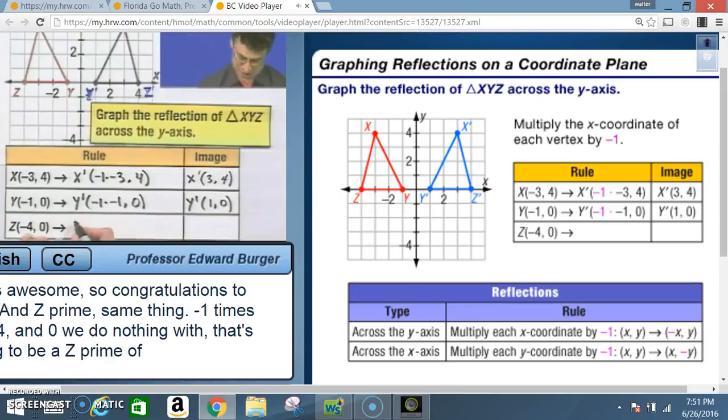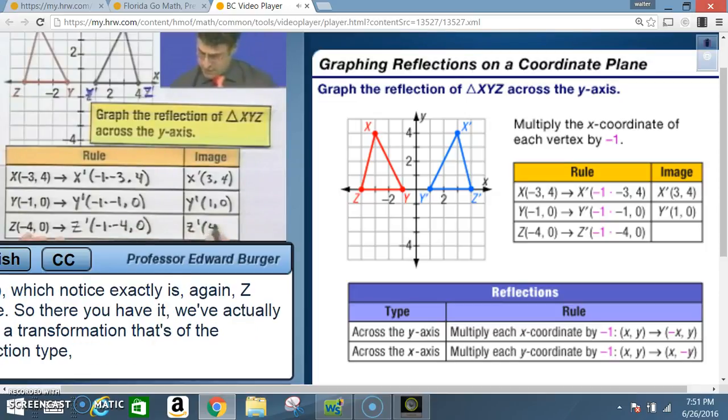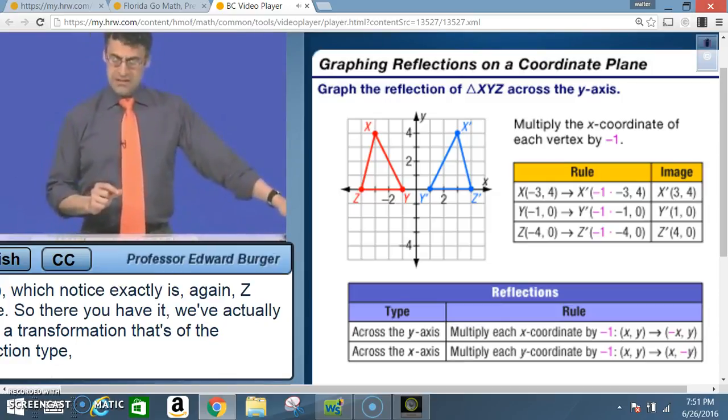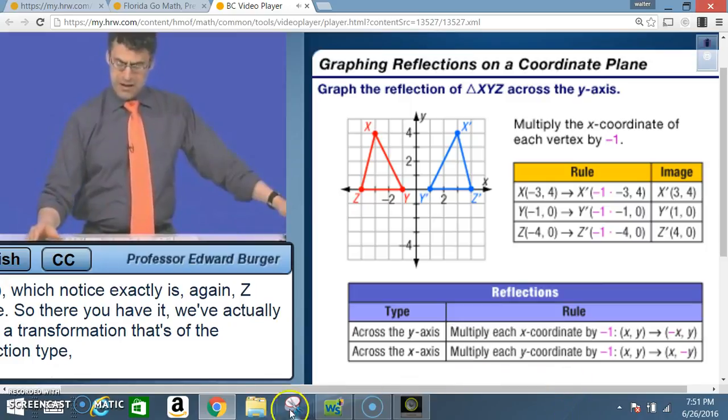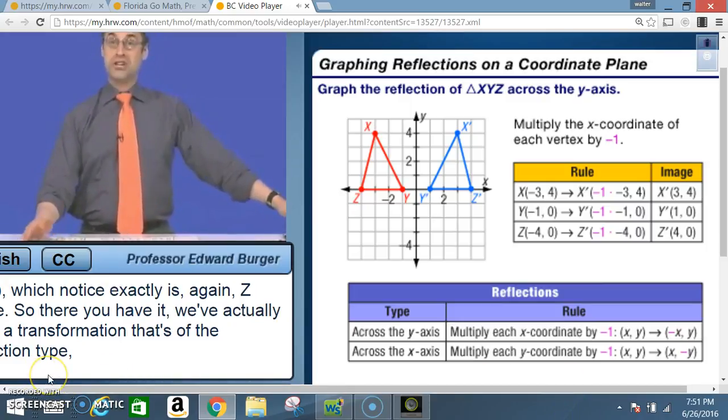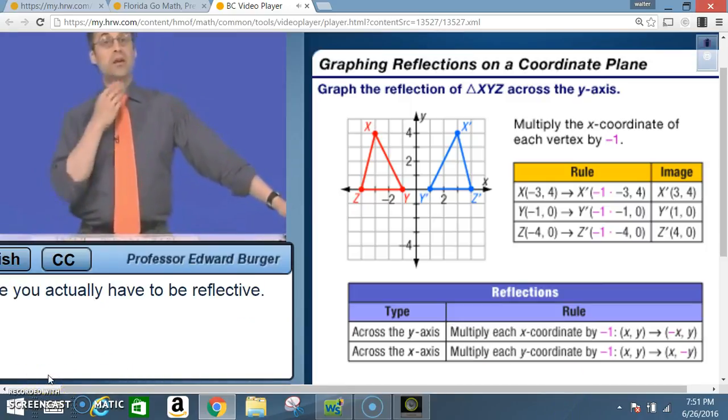So congratulations to you. And Z prime, same thing: -1 times the -4, and 0 we do nothing with. That's going to be a Z prime of (4, 0), which is exactly where Z prime is. So there you have it. We've actually seen a transformation that's of the reflection type, where you actually have to be reflective.